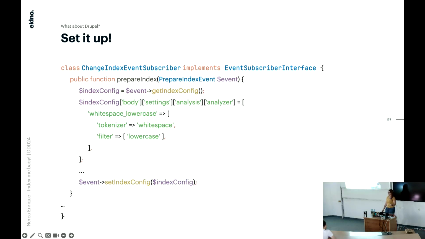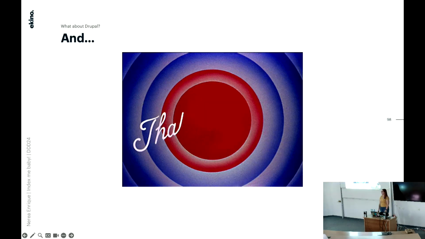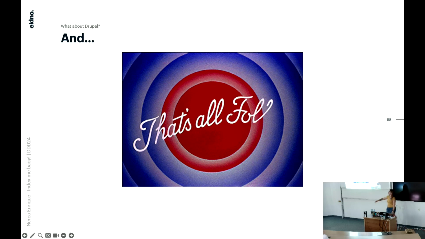I can just get from the event all the configuration from the current index. Work with arrays because we love arrays. And change anything I want, delete what I want. Here I'm just adding a filter, a lowercase filter. And that's it. Once it's saved, it's done. It's sent to Elasticsearch, and I have my lowercase filter on Elasticsearch. And we don't need to do anything else.